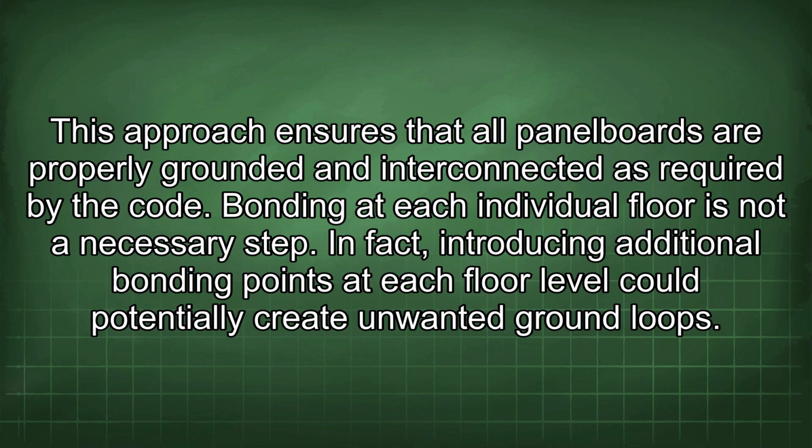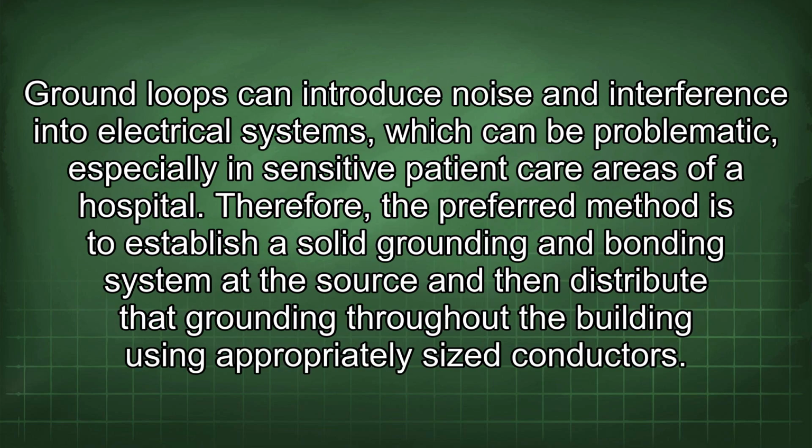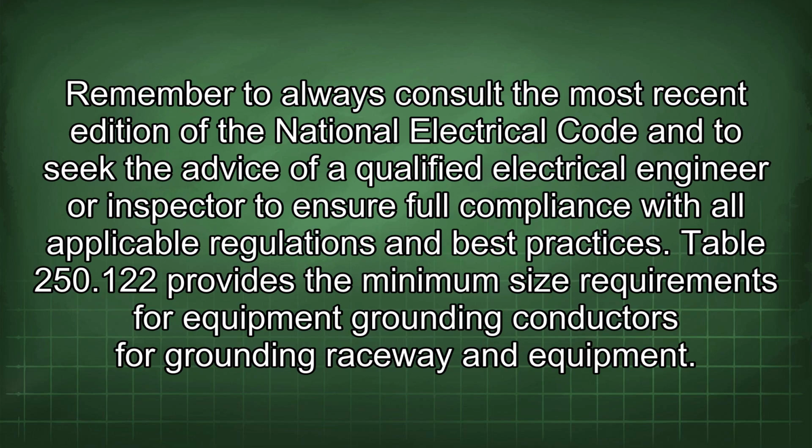In fact, introducing additional bonding points at each floor level could potentially create unwanted ground loops. Ground loops can introduce noise and interference into electrical systems, which can be problematic, especially in sensitive patient care areas of a hospital. Therefore, the preferred method is to establish a solid grounding and bonding system at the source and then distribute that grounding throughout the building using appropriately sized conductors. Remember to always consult the most recent edition of the National Electrical Code and to seek the advice of a qualified electrical engineer or inspector to ensure full compliance with all applicable regulations and best practices.